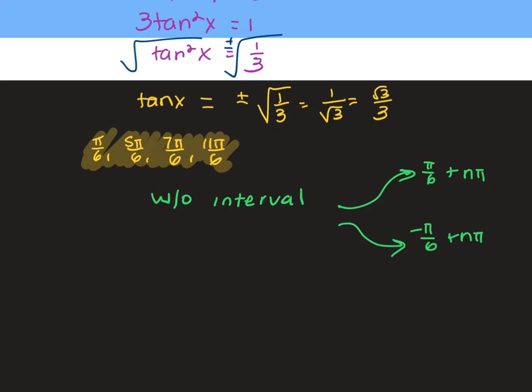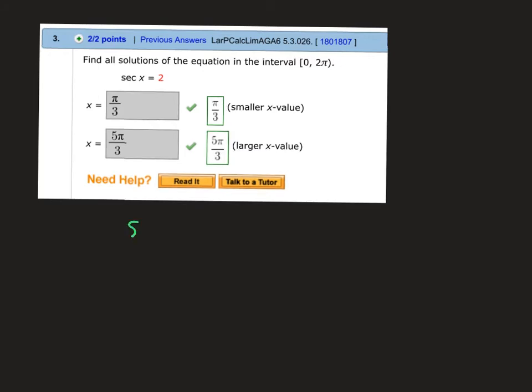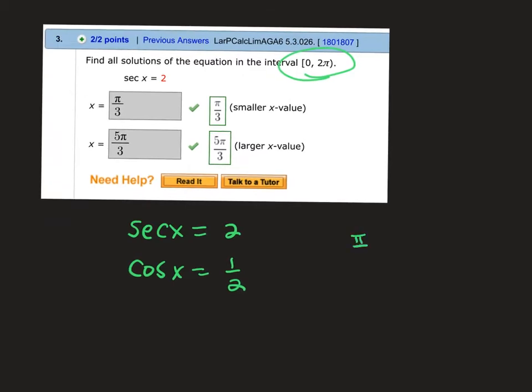All right, questions on the homework? Okay, so this one said find all the solutions of the equation on the interval 0 to 2 pi. So if it's secant x equals 2, I'm going to flip it, so it's cosine x equals 1/2. And then interval 0 to 2 pi is your entire unit circle, so this is almost exactly like the warm-up. Cosine is 1/2 at pi over 3 and at 5 pi over 3. And those are the only two you include because it gives you the interval.